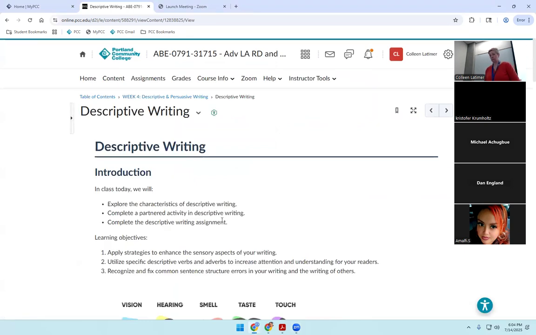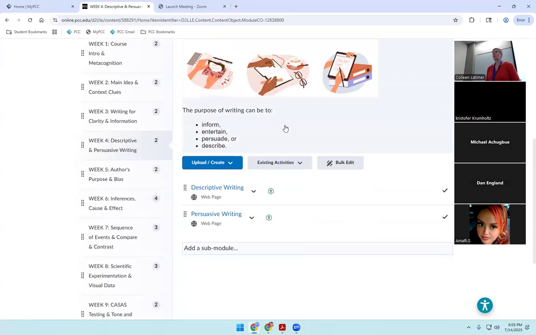Colleen, is the descriptive writing the same thing as what you're talking about right now? As describe. Yes, descriptive writing is the same as describe. So it's one of these categories. No, thank you for asking. No, you're not missing anything. So, the purposes of writing, it can be inform, entertain, persuade, or describe. And so tonight we're focusing on describe with descriptive writing.